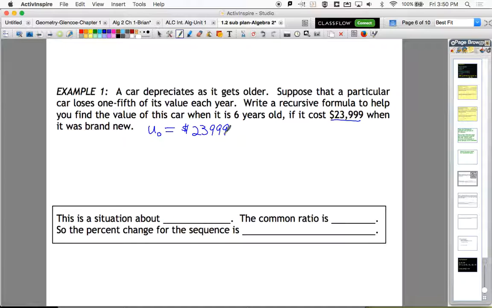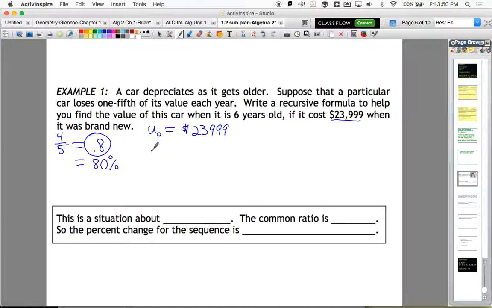And so if we're going to figure out how much the car is worth when it's 6 years old, we need to be thinking about, okay, are we having a constant ratio here, in other words, a constant multiplier, or do we have a constant difference? Well, if it loses 1/5 of its value every year, that means we're going to have a constant multiplier. If 1/5 of its value is lost, that leaves us with 4/5 that remains, or 0.8, or 80% of its value that remains after a year. So it loses 1/5 or 20% of its value, and it retains 80% of its value. So we're going to use this 8/10 as our constant multiplier.